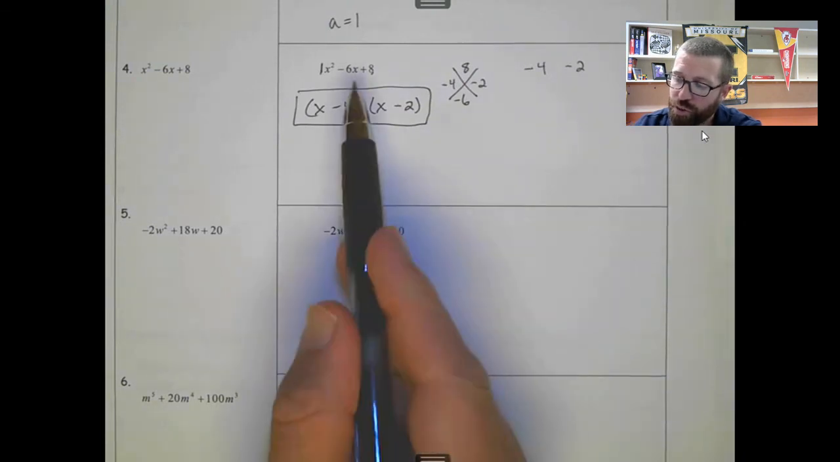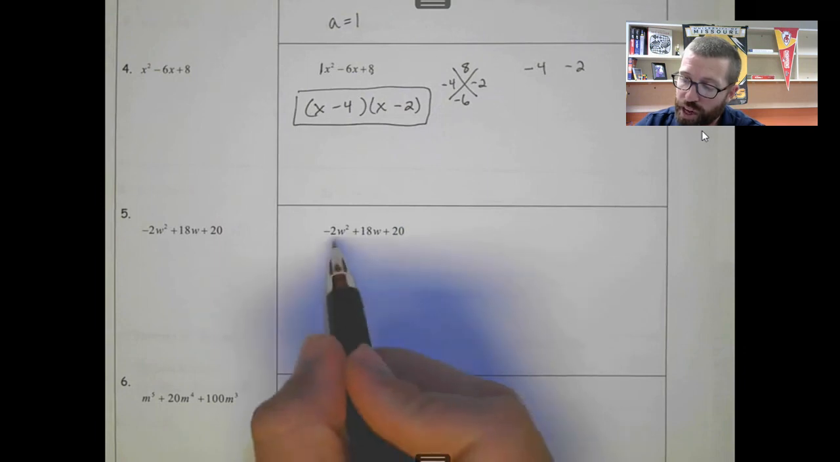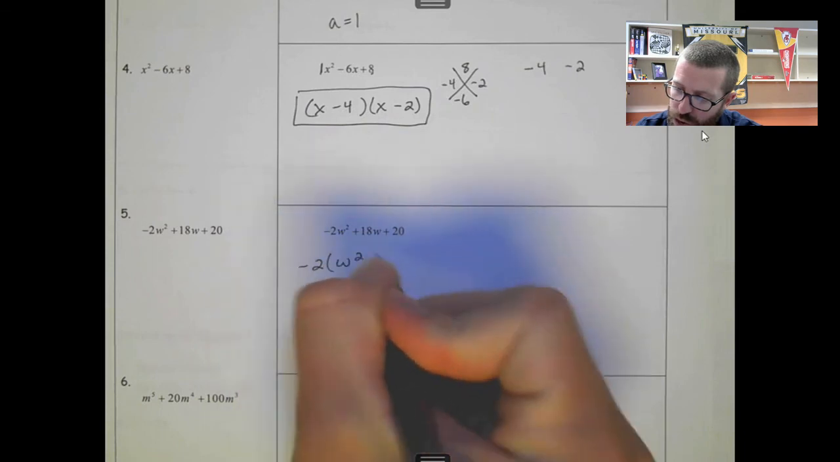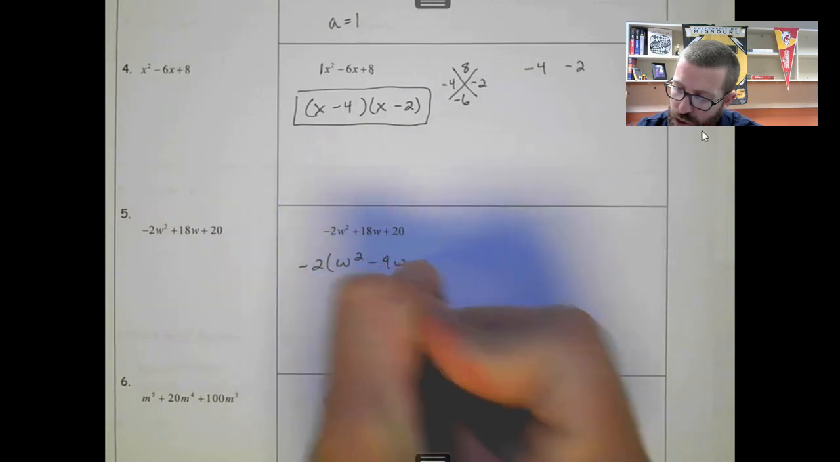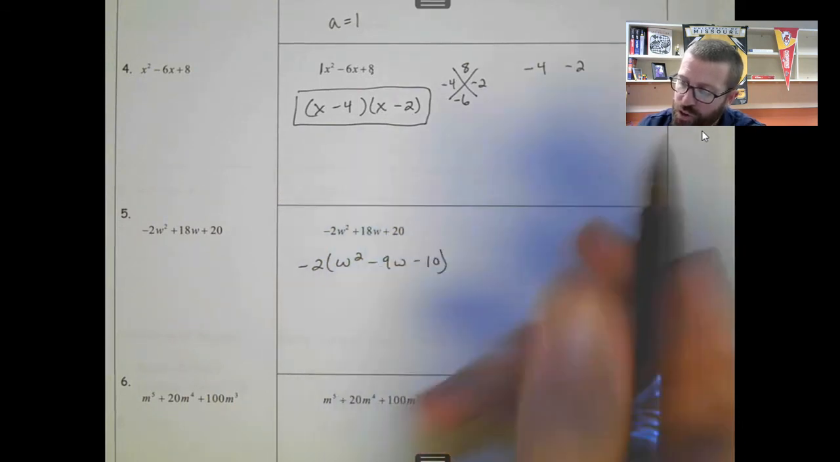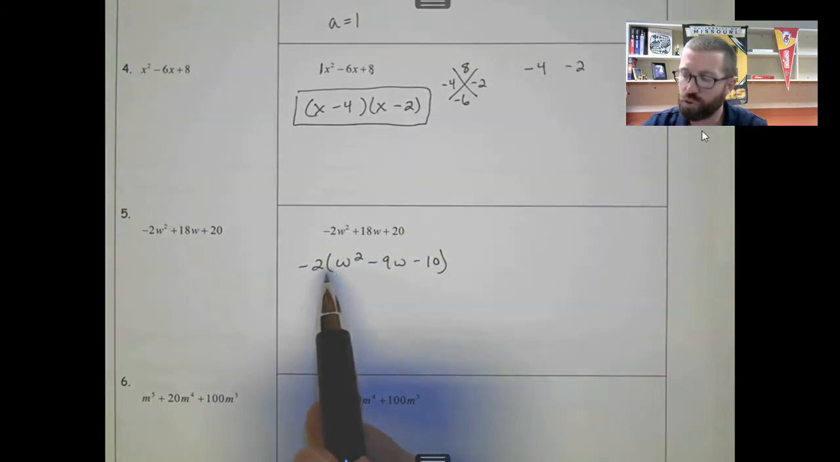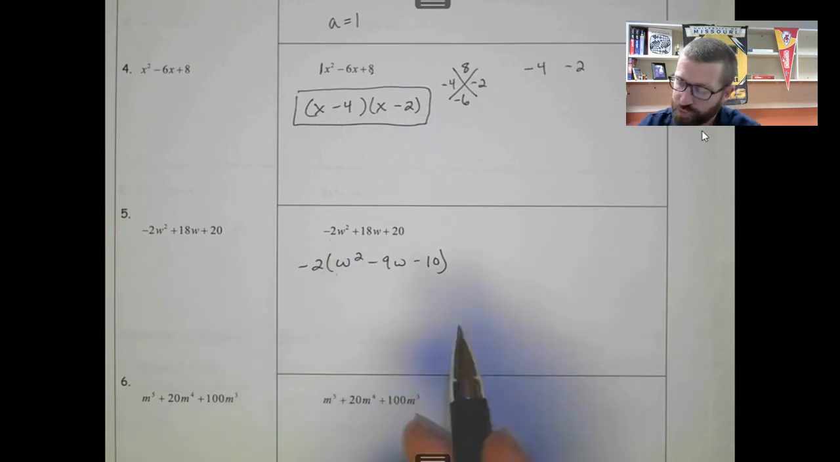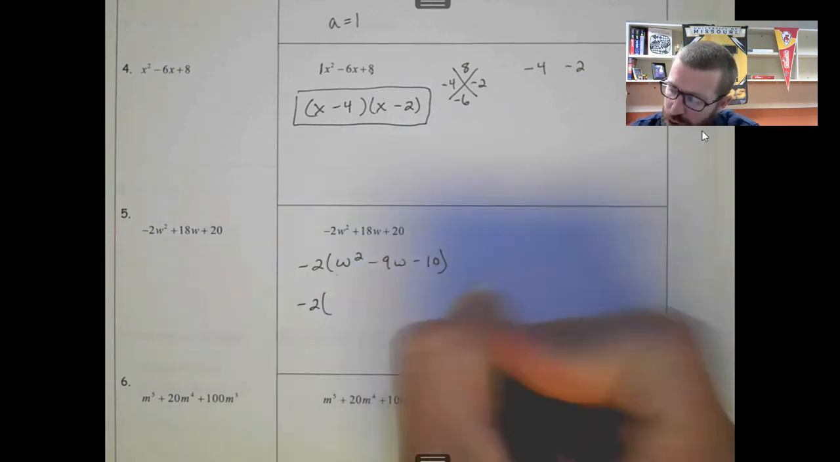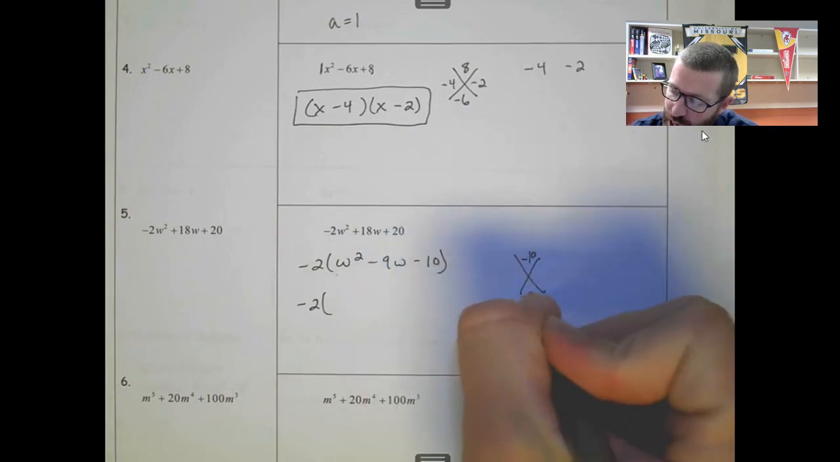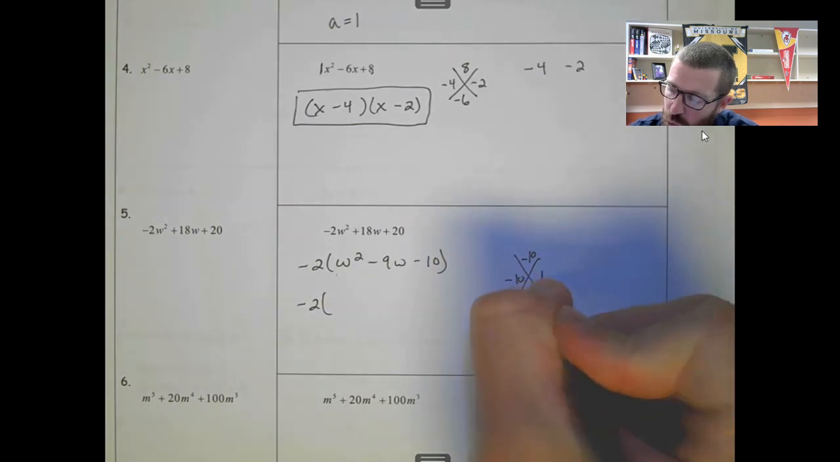Here, I forgot to mention it up here, but always look for a greatest common factor. So before we do the AC method, these all have a negative 2 in common. And so bring that out. And you may say, well, why negative and not just 2? The reason is that this quadratic form is much simpler to factor if the quadratic coefficient is positive. So the number in front of the squared term, if it's positive, it's a lot easier to deal with. So the negative 2 just hangs out. And then we find 2 numbers that multiply to negative 10 and add to negative 9. And that'd be negative 10 and positive 1.